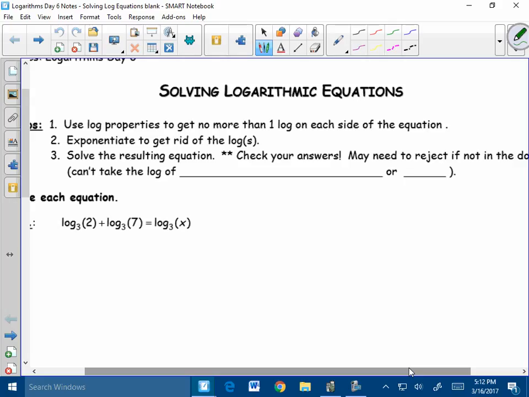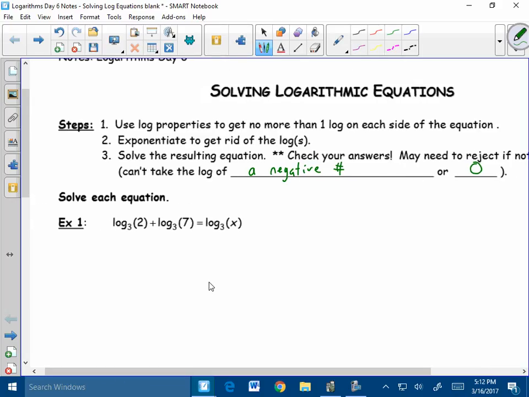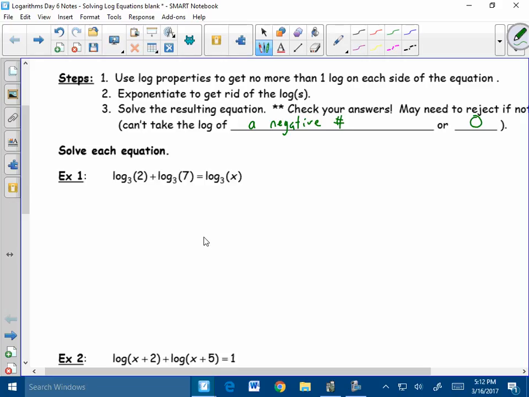We may have to reject them if they're not in the domain. Reminding you again that we can't take the log of a negative number or 0, right? Because 0 is not in the domain. So we'll have to check our answers at the end and make sure that we don't have to reject anything. Okay, but here are some equations, and we'll put this to work.